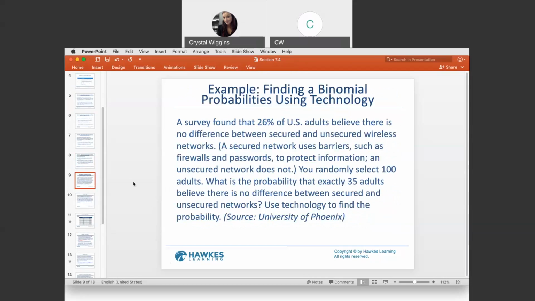Another example. This time we'll use technology to actually calculate a probability. A survey found that 26% of US adults believe there is no difference between secured and unsecured wireless networks. A secured wireless network uses barriers such as firewalls and passwords to protect your information. An unsecure network does not.